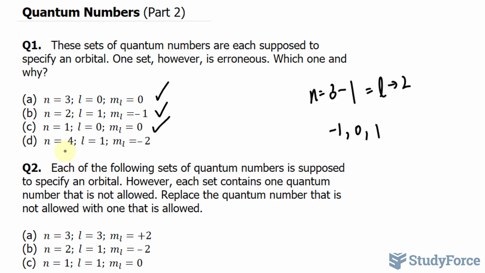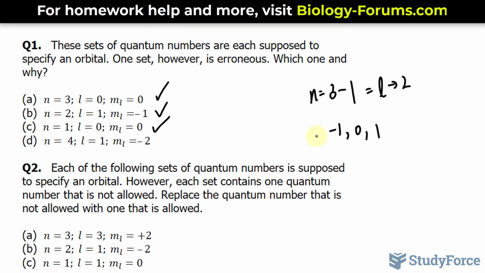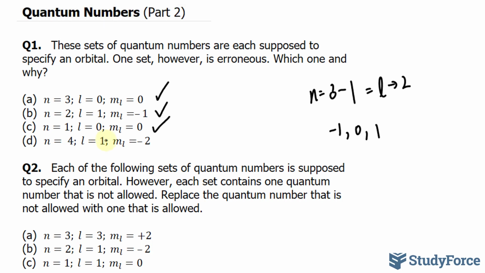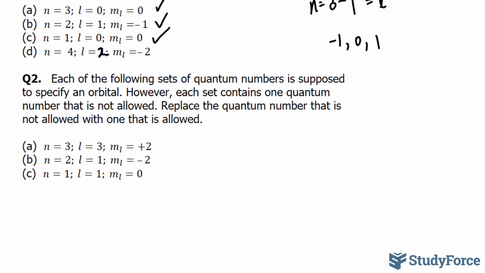N is equal to 4 minus 1, that's L is equal to 3, so you can have an L value of 1, that part is right. But if you have an L value of 1, like I mentioned in part B, you can only have the following magnetic quantum numbers. Over here we have -2, so this suggests that L should be 2 instead. Let's move on to a similar question.